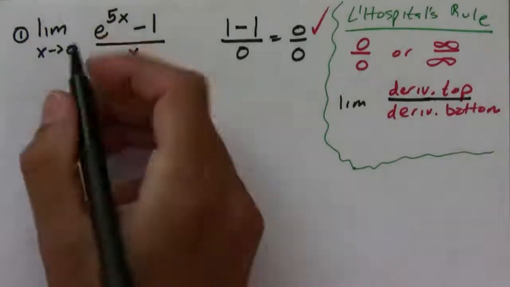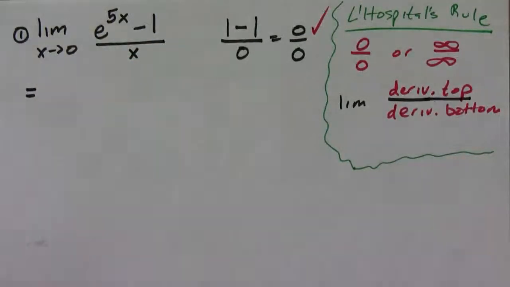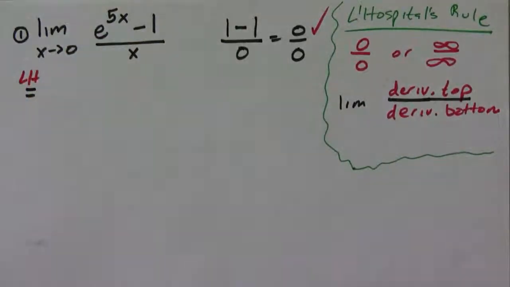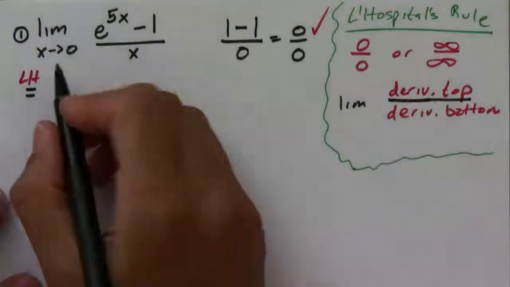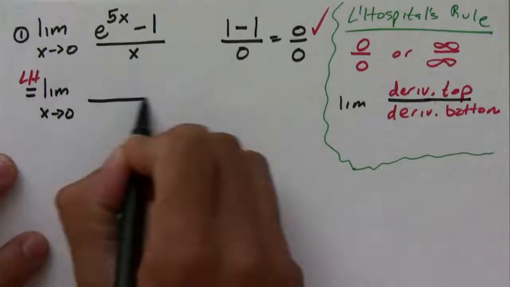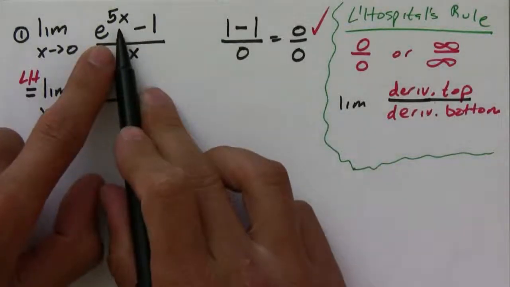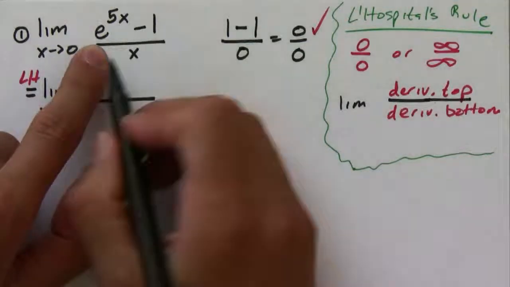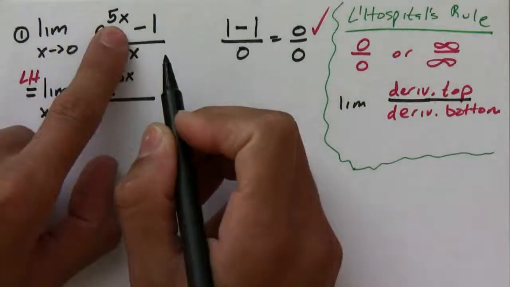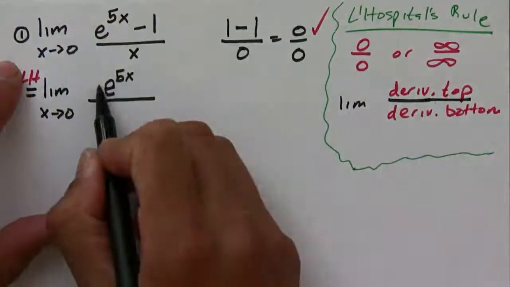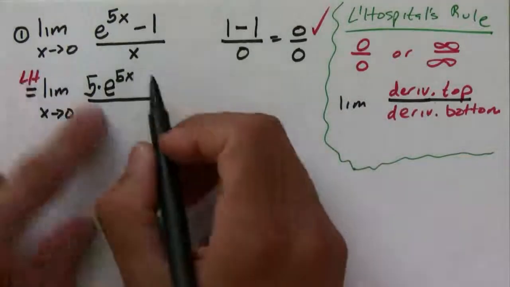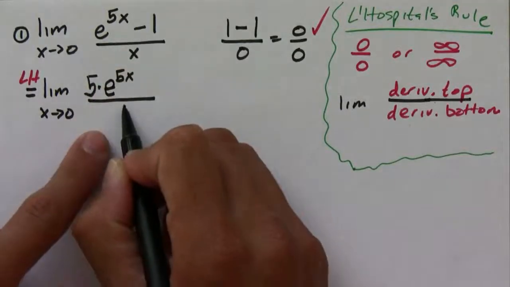Okay, so that means that this limit, and usually when you use L'Hopital's rule, you put a little L and an H here, just to symbolize that you're using L'Hopital's rule. We're going to say this is equal to the limit as x approaches 0 of, we get the derivative of the top. Well, the derivative of e to the 5x, remember that's itself, e to the 5x, times the derivative of the inside, which is just 5. So I'm going to write the 5 over here on the left side. And then the derivative of 1 is just 0. And then in the denominator, the derivative is just 1.